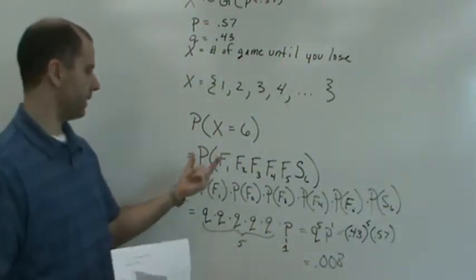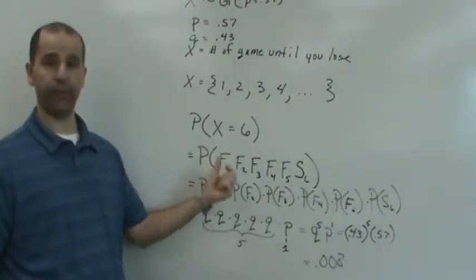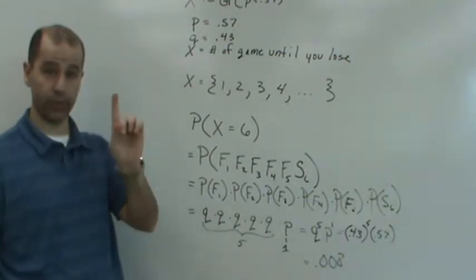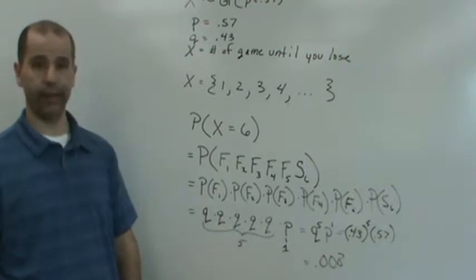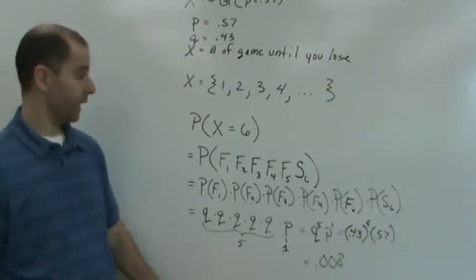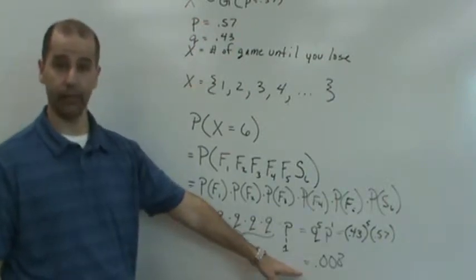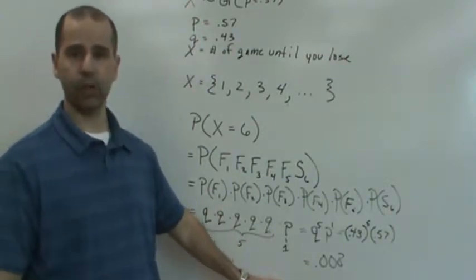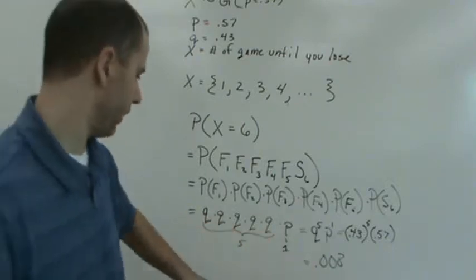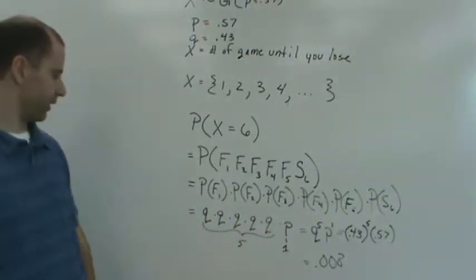So the probability that I play the game 6 times before I lose my first game is 0.008. So a very small probability. Chances are I'm probably going to lose before that, based on what we got here. I hope that makes sense.